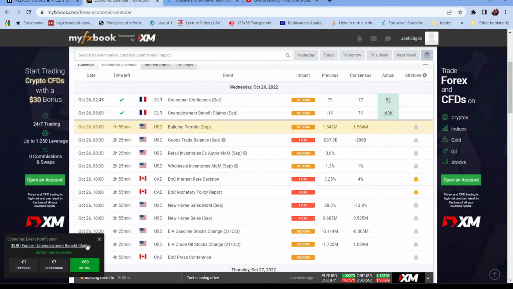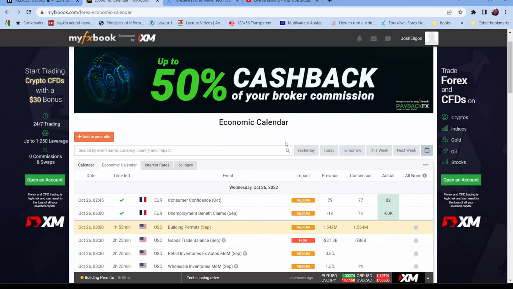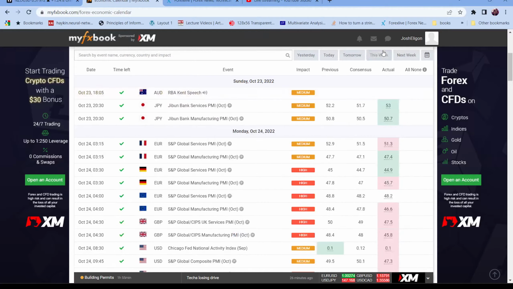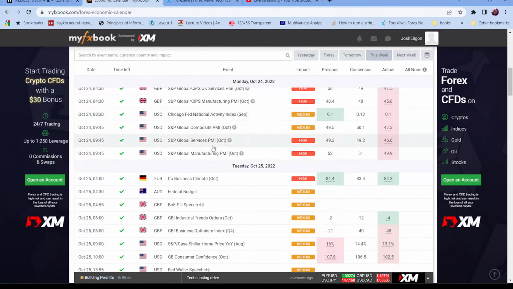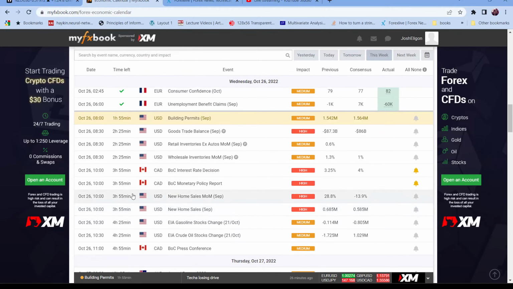If we look here at what we have coming up, we have the interest rates for the CAD as well as other news events for this week. So we're just taking a look at what we have coming up this week. We have the CAD interest rates coming at 10 o'clock, and as you can see, we are expecting an increase to 4% from 3.25%, so around a 75 basis point increase.